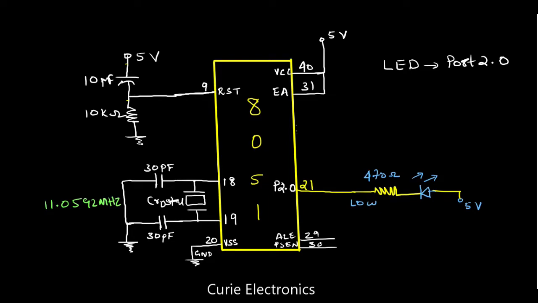Now to connect the switch we need one more port. For that I have taken port 2.4, P2.4. I have taken port 2.4 because it is the 25th pin, so I can easily find it on the breadboard. That's how I have placed the microcontroller.